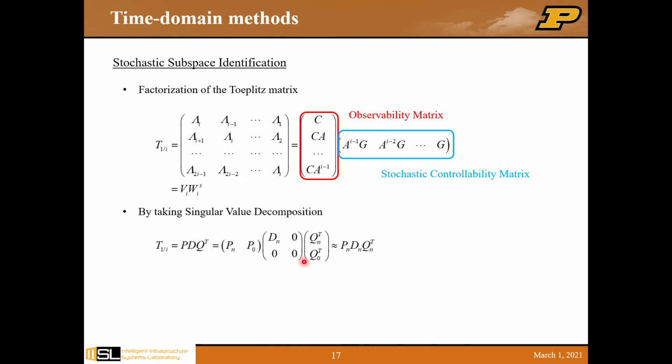We can further do truncation of the singular values by examining their magnitude. By excluding 0 singular values, it can be simplified as Pn, Dn, and Qn transpose. Then we can obtain the realization of the observability matrix and the stochastic controllability matrix: Vi is equal to Pn times Dn to the 1/2, and Wi is equal to Dn to the 1/2 times Qn transpose.